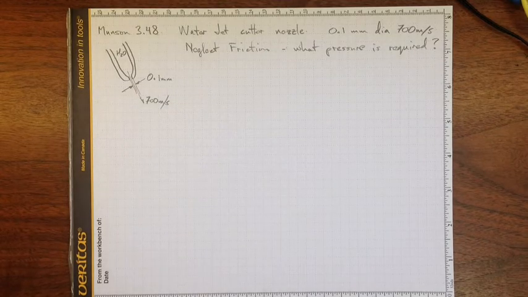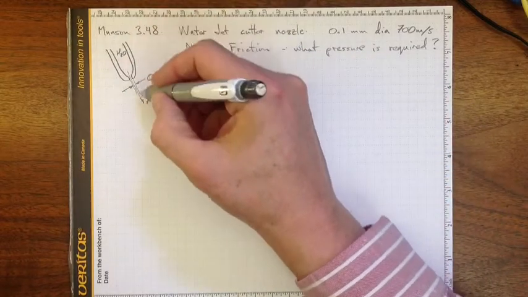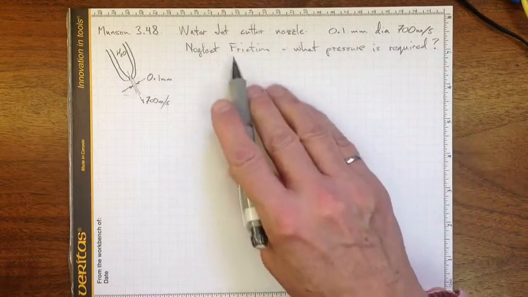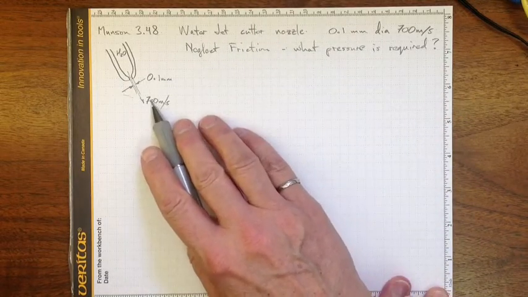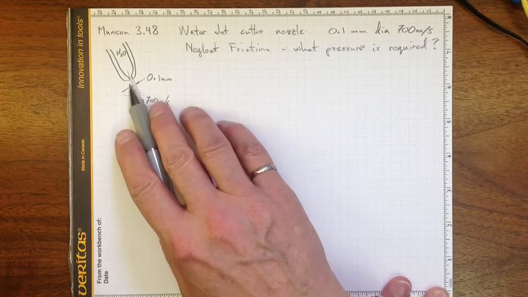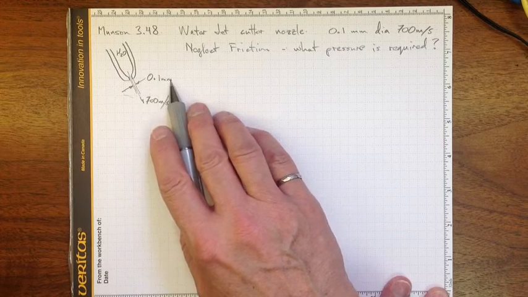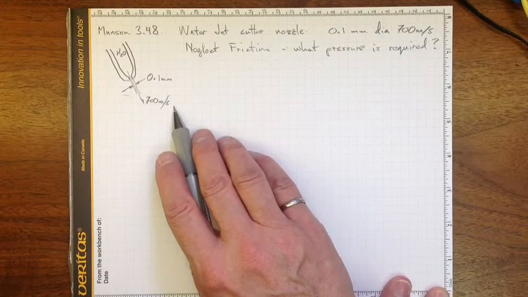Question 348 in Munson is about a water jet cutter nozzle. So this is a nozzle that's spraying down onto whatever the workpiece is that it's cutting. And for a water jet cutter to work, it has to operate at really high velocities. In this case, we're told 700 meters per second. Very narrow jet of water, 0.1 millimeters wide, so 100 microns, going at 700 meters per second.